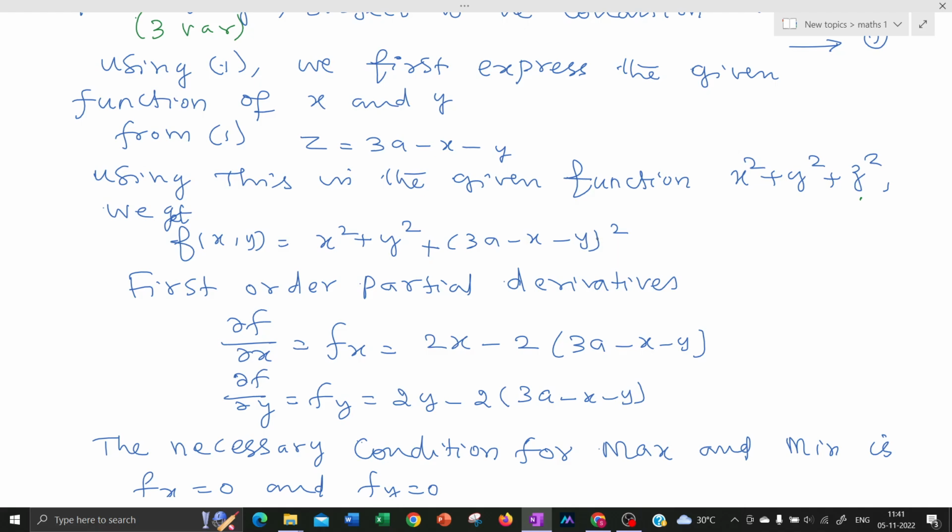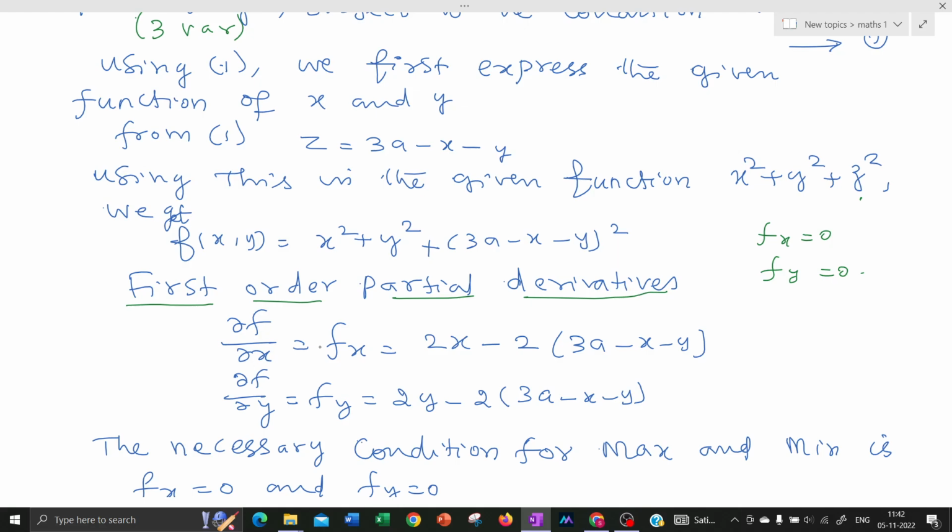To find the maximum and minimum value, what is the necessary condition? fx equals 0 and fy equals 0. These are the necessary conditions. So for that, first we have to find the first order partial derivatives. What are the first order partial derivatives?